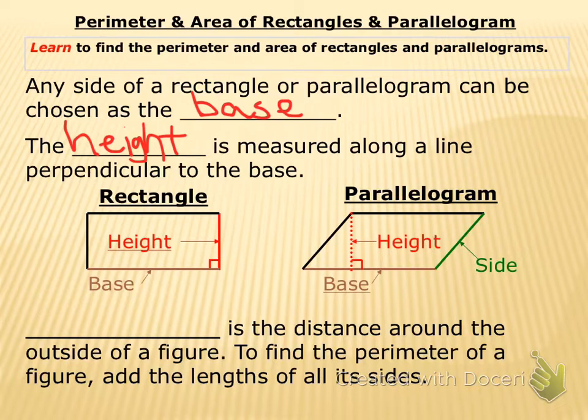So then to find the perimeter, that is going to be the distance around the outside of the figure. To find the perimeter, you add the lengths of all its sides.